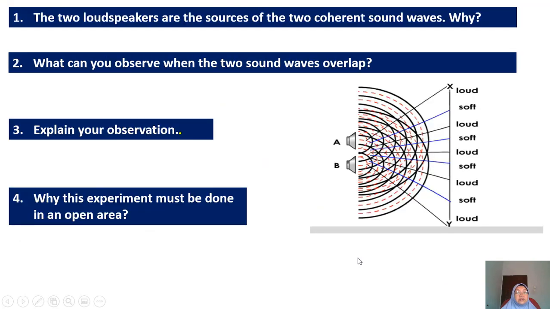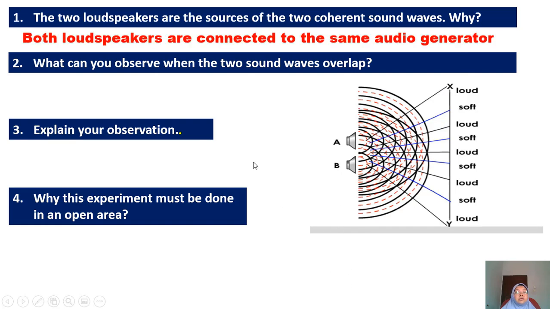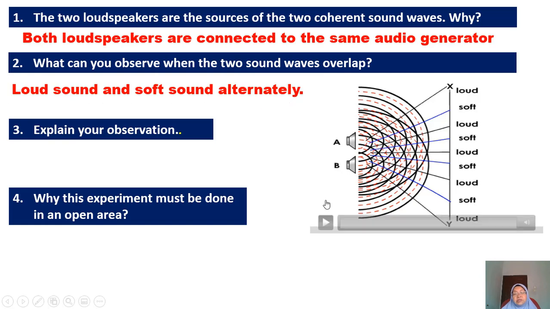Okay, next, the 2 loudspeakers are the 2 coherent sources. Why? Because both loudspeakers are connected to the same audio generator, so they have the same frequency. Where can you observe when the 2 sounds overlap? You can hear loud sound and soft sound alternately. So like this.